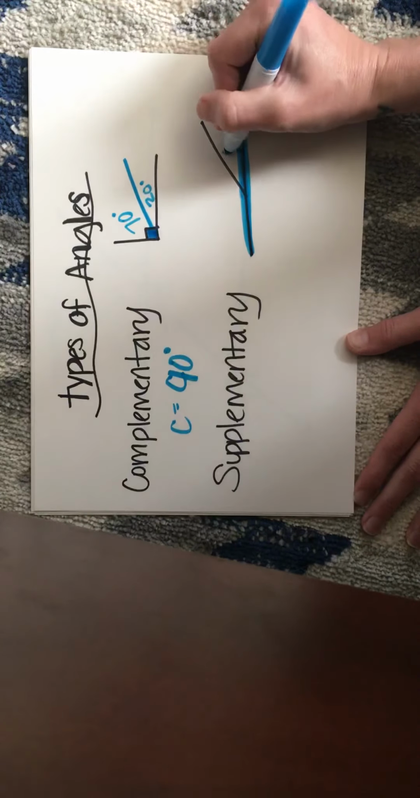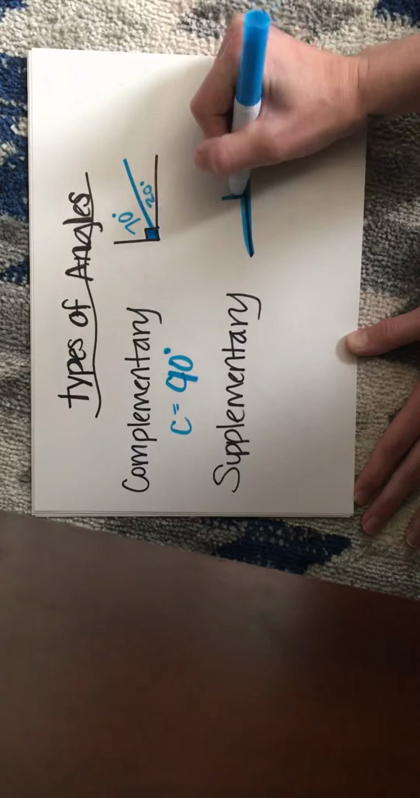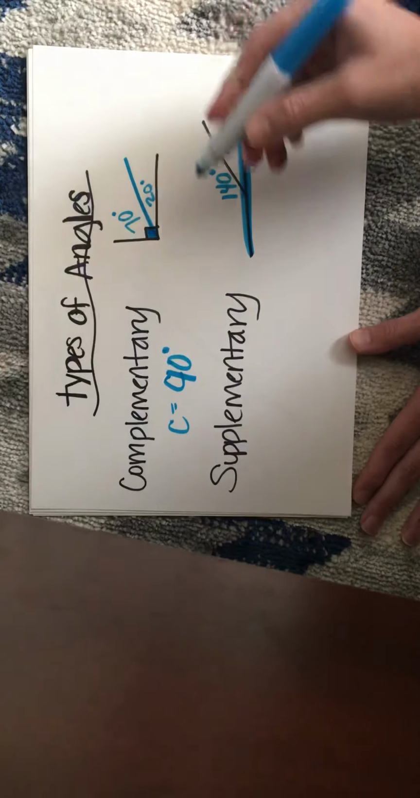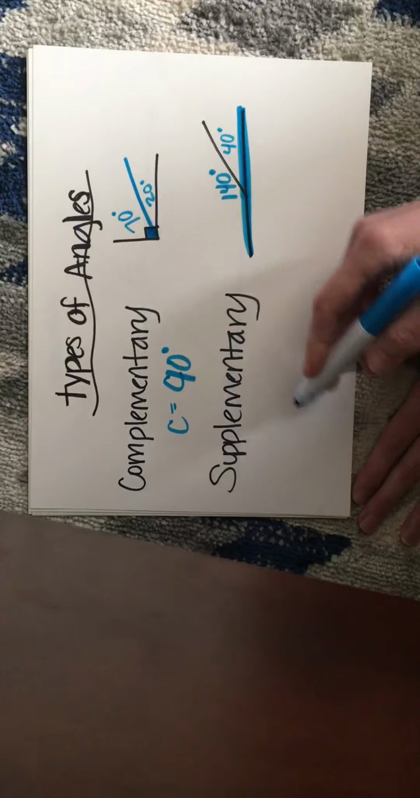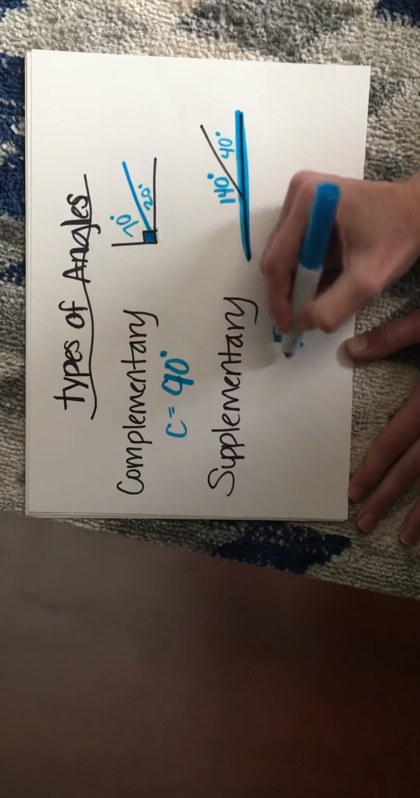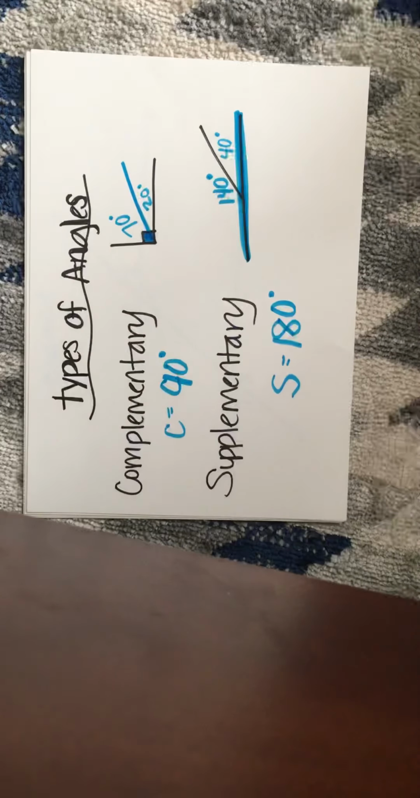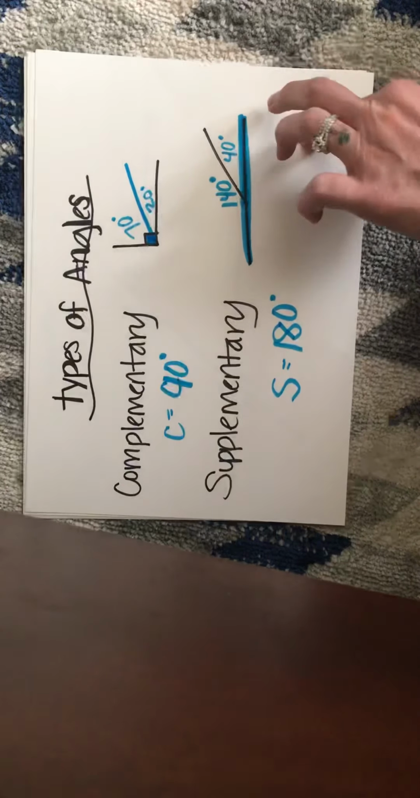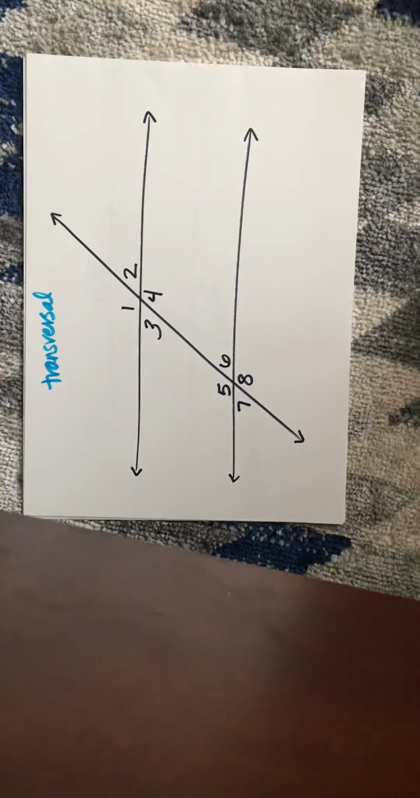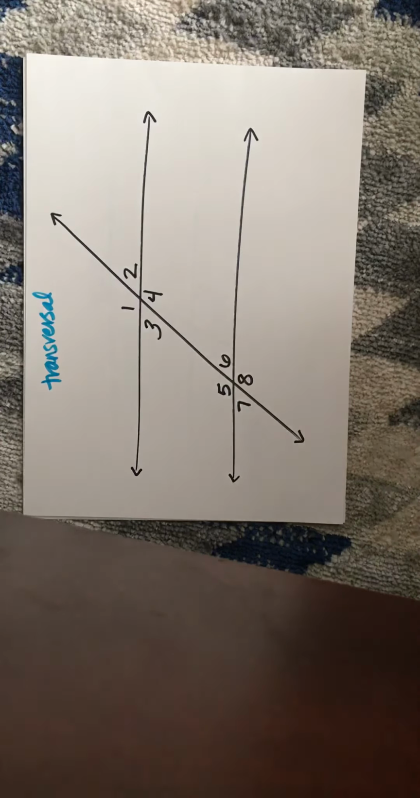So if we said that this was 40, this angle would have to be 140, because 140 and 40 make 180. A good way to remember that supplementary angles add up to 180 is when you write an S, it kind of looks like an 8. Supplementary angles add up to 180. Knowing this is key for your assignment, because when we look at these transversals, you have to know what two angles on a straight line should add up to.